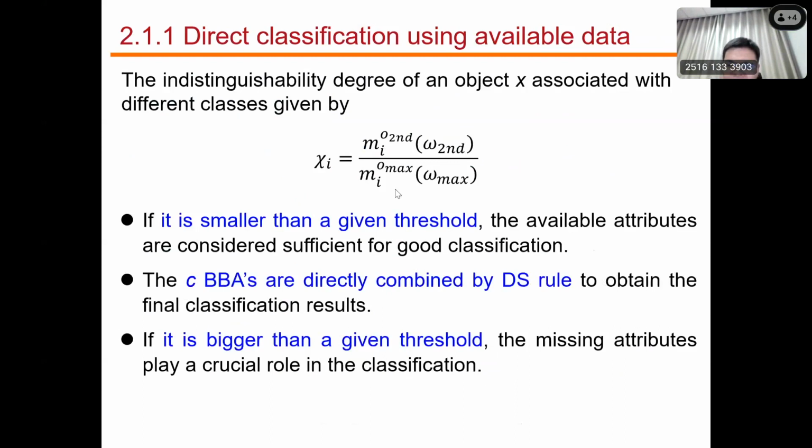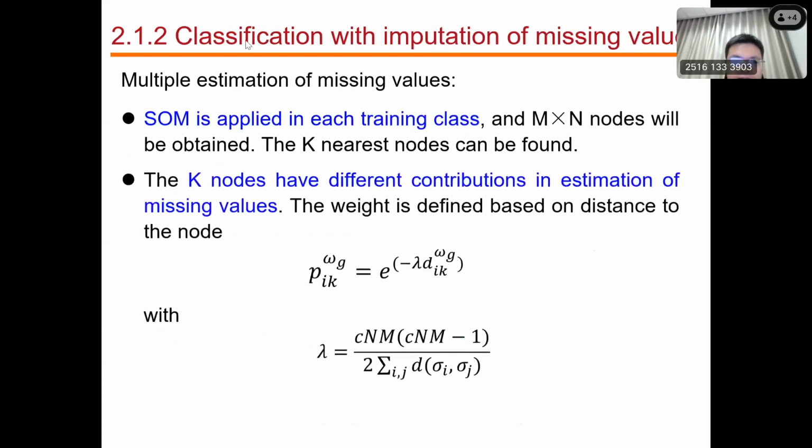In such case, the two classes cannot be clearly distinguished. So we will move to the next step to do the imputation of the missing value. In the estimation of the missing value, because it is in fact very difficult to do the very accurate estimation, we use the SOM self-organizing map technique to do the estimation.